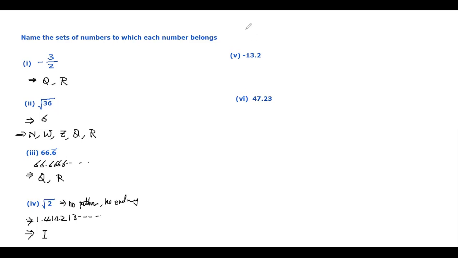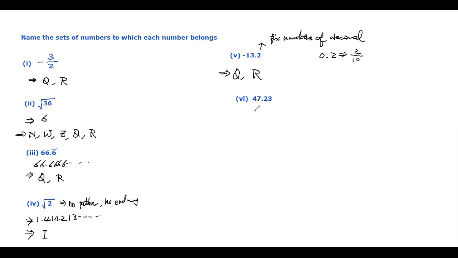Now the next one is negative 13.2. Any decimal with a fixed number of decimal places is rational, because I know the 0.2 can be changed to 2/10. So negative 13.2 is rational, a Q. If it's a Q, it's R.